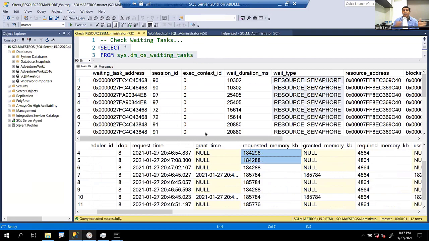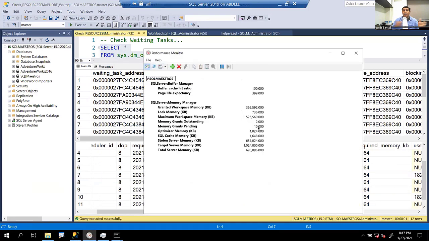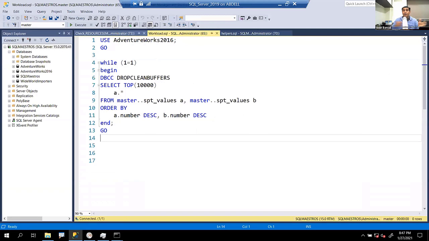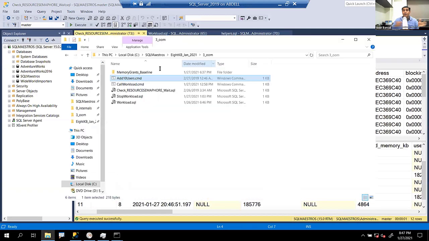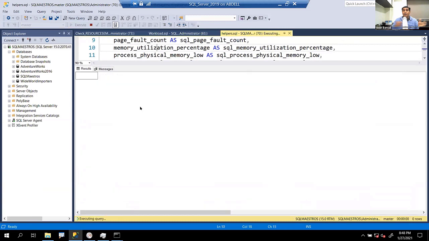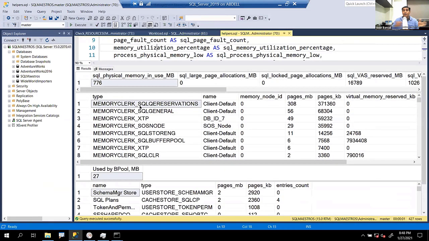And you can also track this using the perfmon counter: memory grants pending is 10 and outstanding is 2, because only 2 instances have been granted memory. If you look at the helpers DMV at this point, let's go and execute. We anyway cannot go beyond 1000 or so, what we have allocated. And you can see memory clerk SQL reservations is sitting right at the top. The SQL reservations clerk triggers in to reserve an advance amount of memory for this query workspace. And that's why this is called reservations.